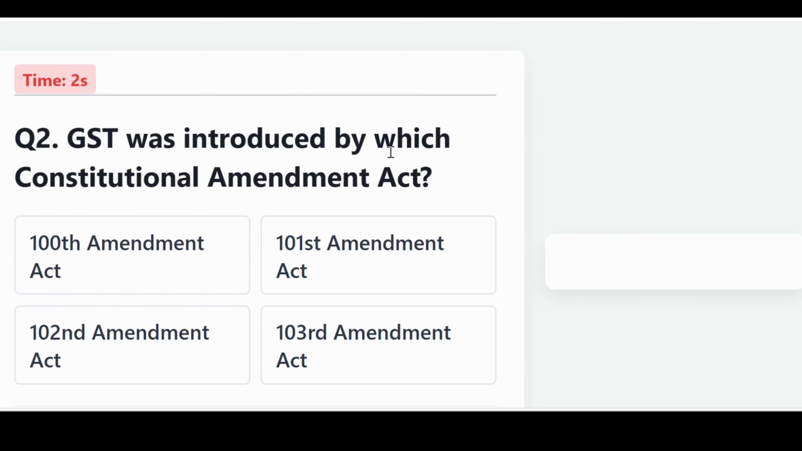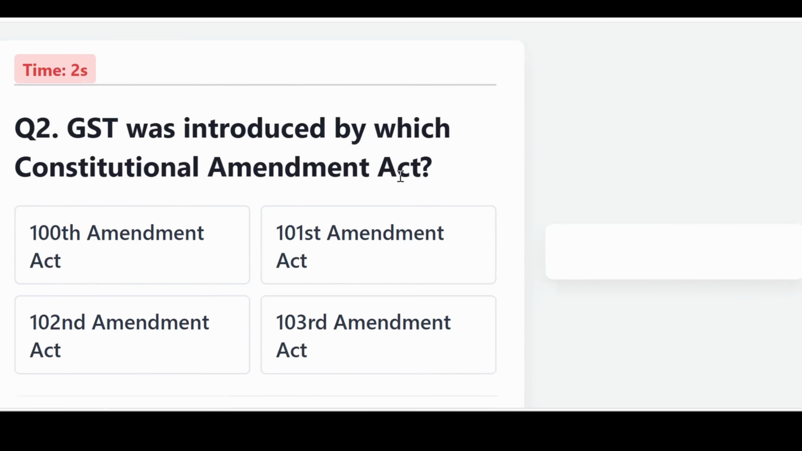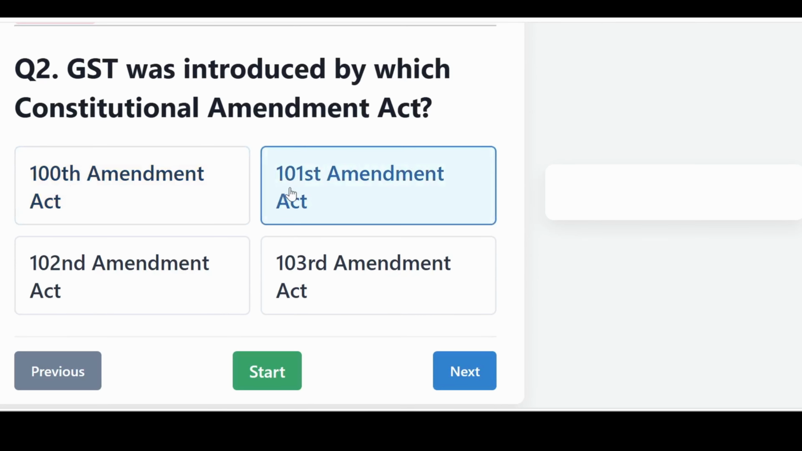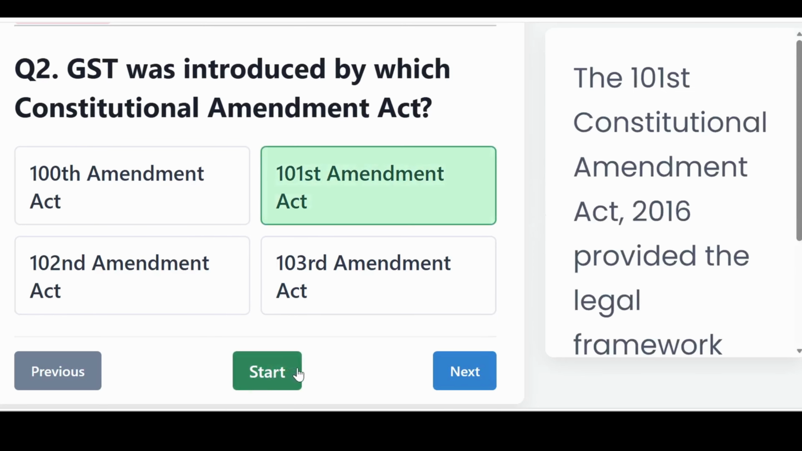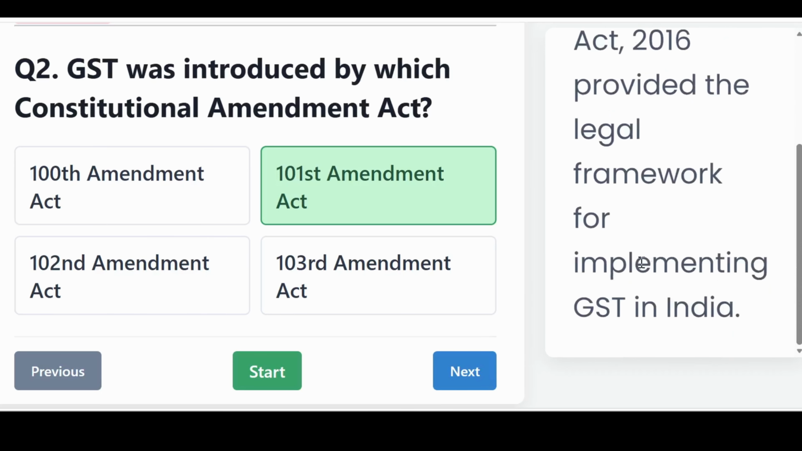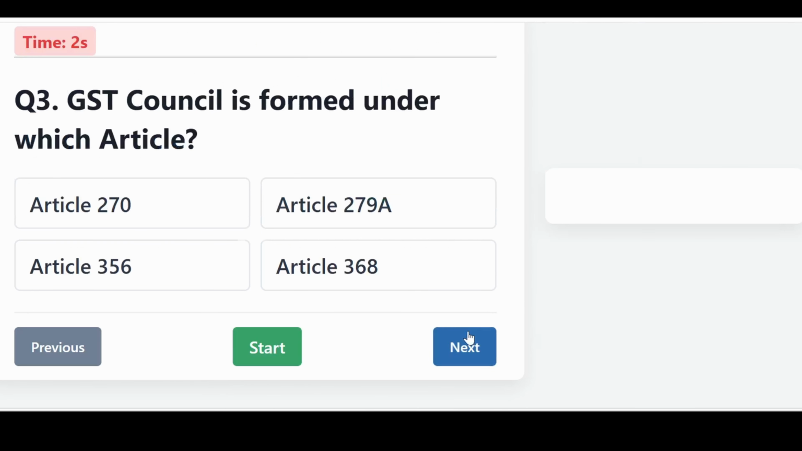GST was introduced by which constitutional amendment act? Is it the 100th, the 101st, the 102nd, the 103rd Amendment Act? The correct answer, 101st Amendment Act. The Constitutional Amendment Act 2016 provided the legal framework for implementing the GST in India.